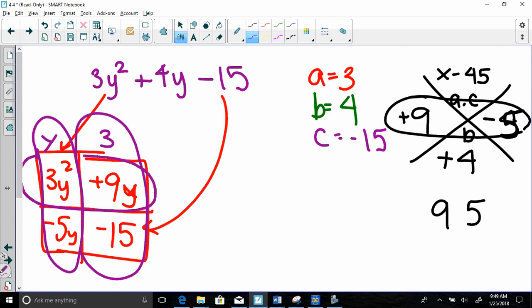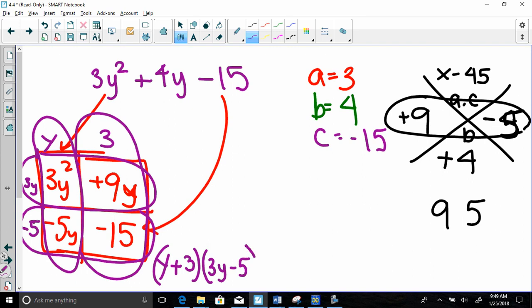What's the GCF of this one right here? 3, and what do they also have? Y. And then what about here? 5. And see how they're both negative? That will be a negative 5. Or you can figure it out when you multiply and check your work. So my answer here would be y plus 3, 3y minus 5. That's a box.